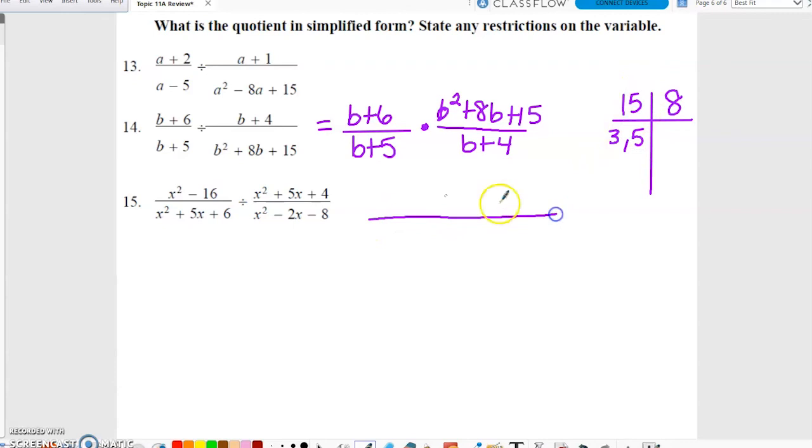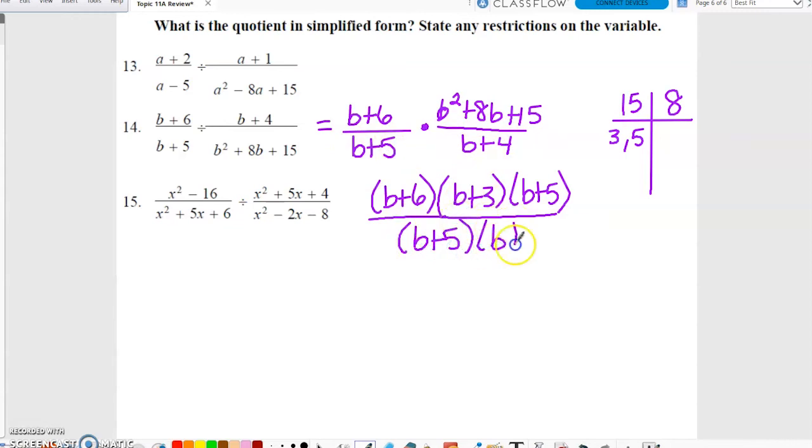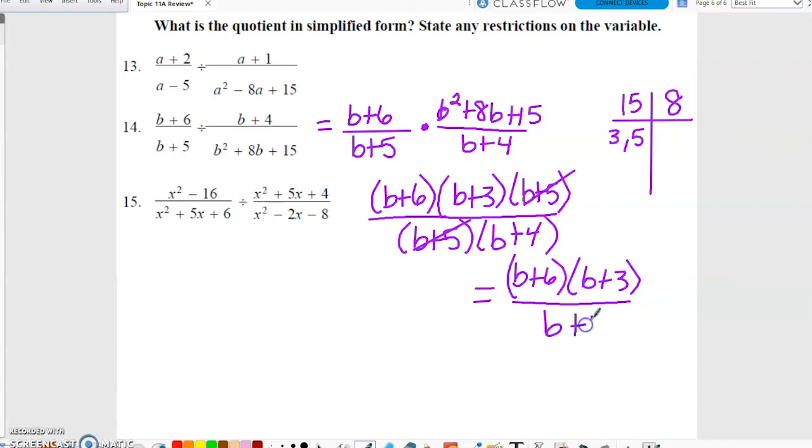So to write it as one gigantic fraction, we're gonna get b plus 6, b plus 3, and b plus 5 on top. On bottom, I can just simply write both of these because they don't need to be factored. So we're going to get b plus 5 and b plus 4. The b plus 5s cancel. So my quotient is going to be b plus 6 and b plus 3 over b plus 4.